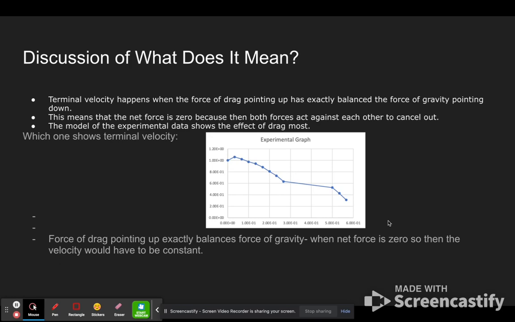So what does it mean? Terminal velocity happens when the force of drag pointing up has exactly balanced the force of gravity pointing down. This never happens in our experimental data or the computational data, because it would mean that the net force is 0 and the velocity will be constant. We've seen through our graphs that the only one that really comes close to that is the experimental one, where the slope, which is the velocity, is getting closer to 0, but not exactly.